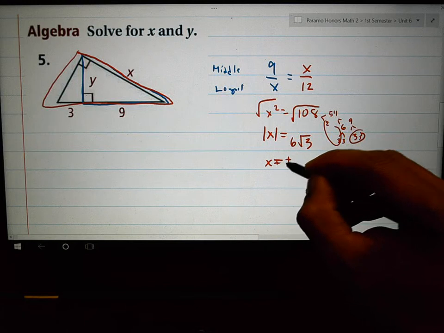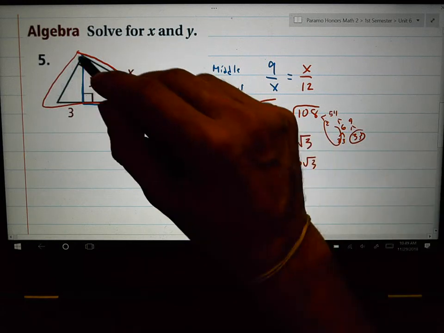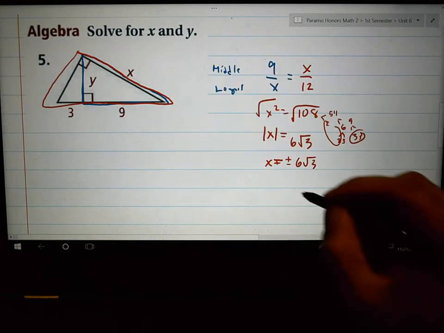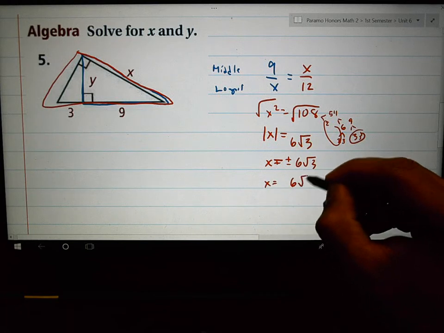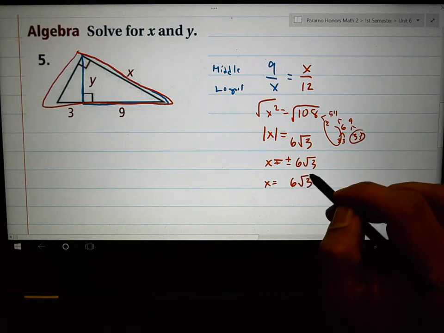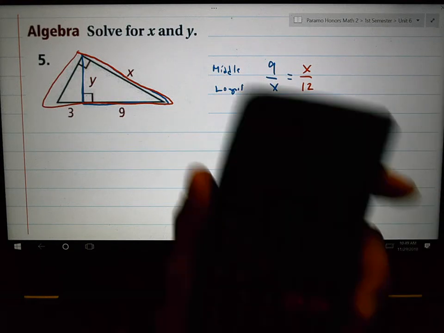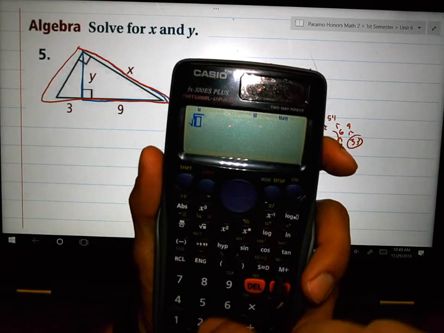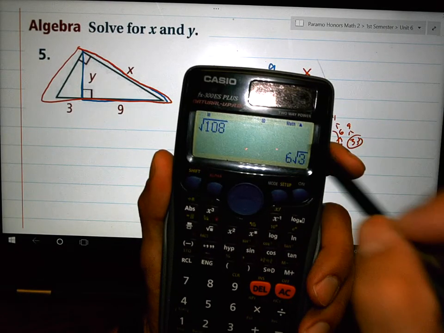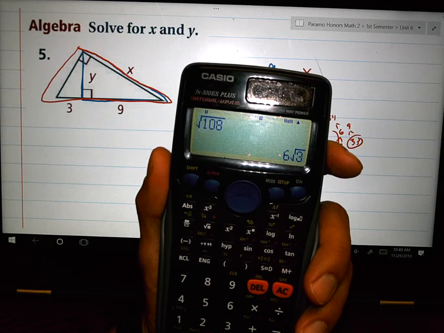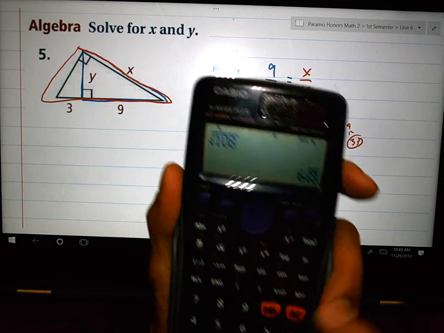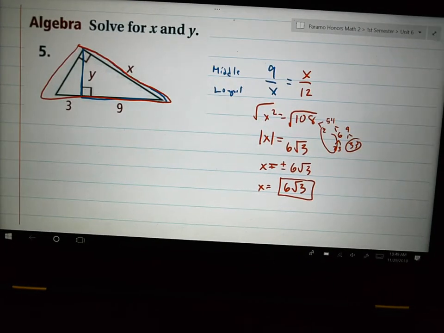Technically, it's a positive or negative 6 root 3, but these are geometry distances. Because of that, we only need to focus on the positive distance, and we'll only write down that x is equal to 6 root 3. If you have trouble with this, don't forget, you can double check yourself with the calculator, because calculators do radical form for you, especially the models that I've recommended that you use in the back of the classroom. That's how we found x.